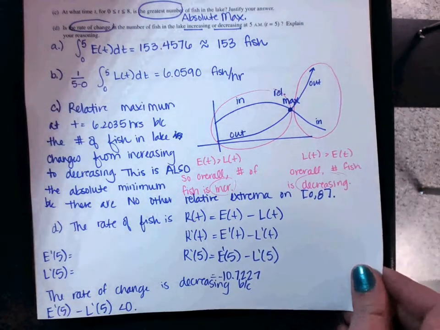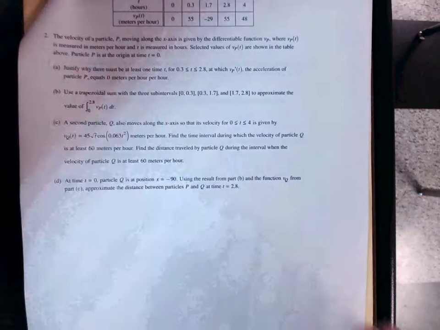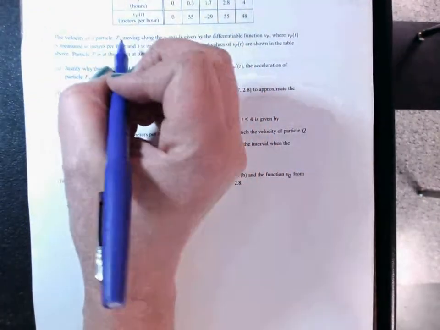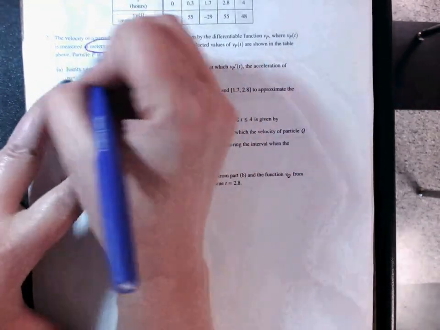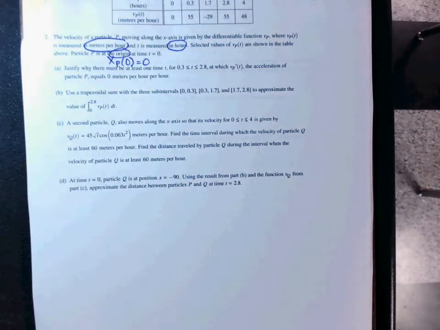Okay? All right, go ahead and turn for me, please, to number 2. Number 2 says the velocity of a particle moving along the x-axis is given by a differentiable function v of t, where v of t is measured in meters per hour, t is measured in hours. Then it says select values are in the table. The particle P is at the origin at time 0. So I'm going to put right here x P of 0 is 0, because if it's at the origin, that means that its position is 0.